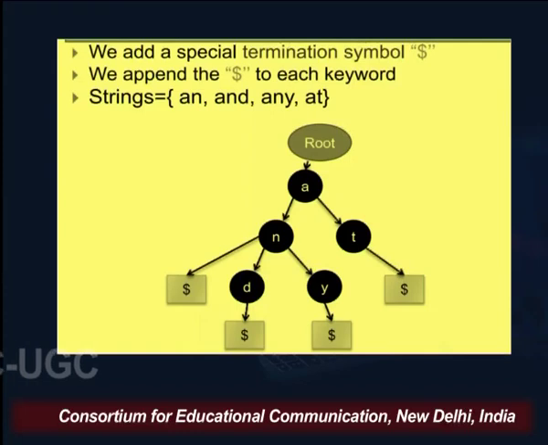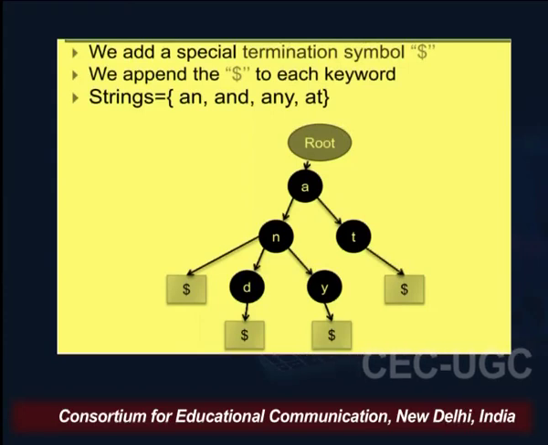Then N, if carried forward in the form of any, is going to give us a branch to D, the character D, and to the character Y. A-N-D is again terminated with dollar, and A-N-Y is terminated with dollar also. So here we have added a special termination symbol.